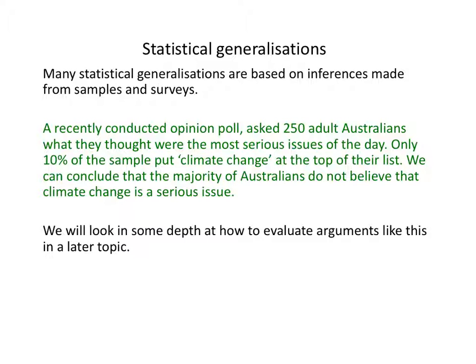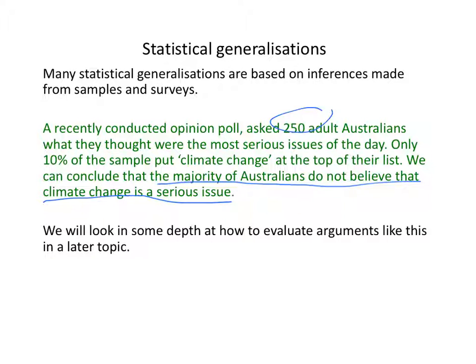So we have a sample of 250 Australians, and the majority of them apparently didn't think that climate change was an important issue, and the conclusion that's drawn is the statistical generalisation that we saw before. The majority of Australians do not believe that climate change is a serious issue. Now, you might think you couldn't possibly get a conclusion about the majority of Australians just from a small sample of 250, but we'll see when we come to talk about inferences like this that that's not necessarily the case.